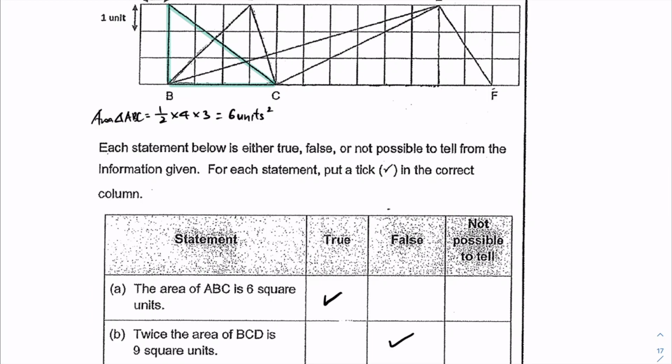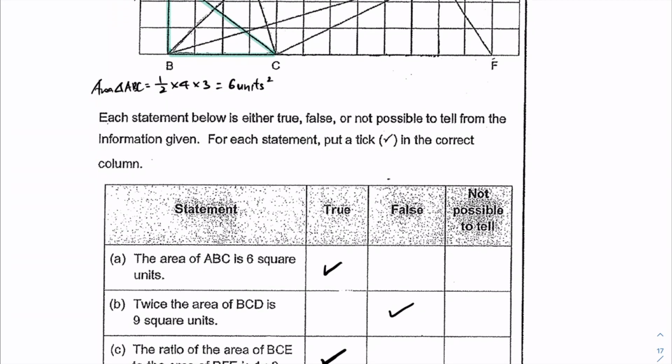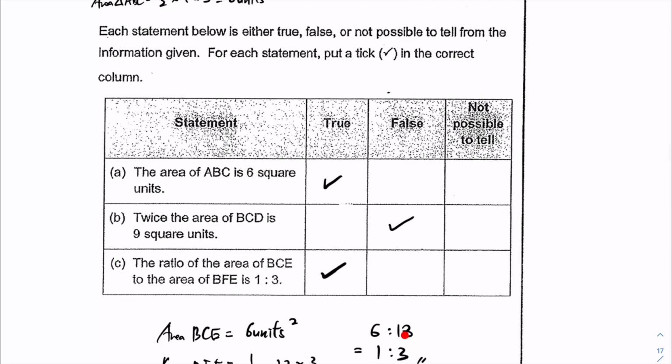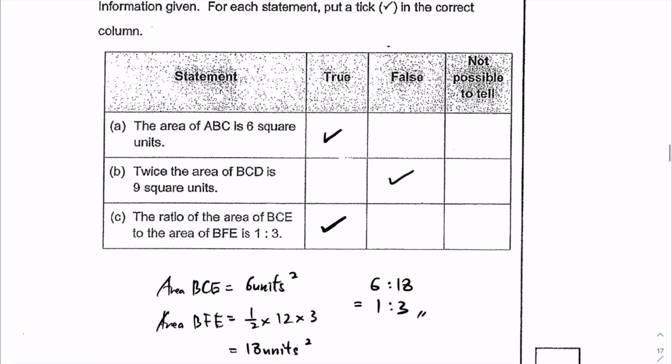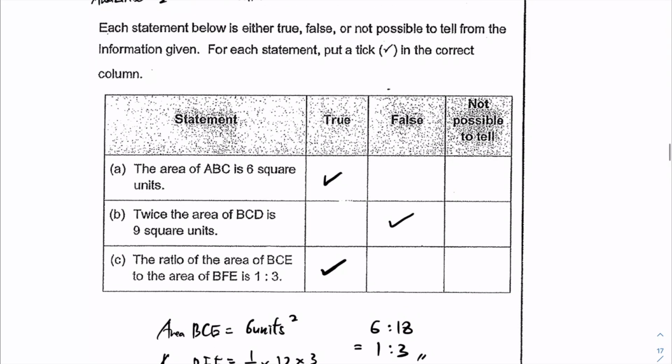So recall that BCE has a base of 4 and a height of 3, which means it is also 6 square centimeters in area. Alright, so that's 6 over here, right? So if BCE is 6, this must be 18, isn't it? So 6 is to 18. Now, does it simplify to become 1/3? Absolutely. So this is 1/3.